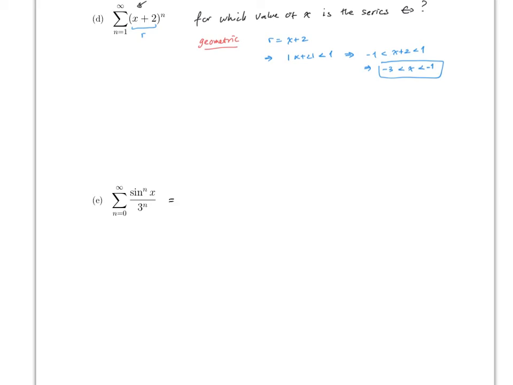Now the next question is asking exactly the same thing. Notice that we can rewrite this as a geometric series. Again, this will be sine of x over 3 to the n. So the value for r is sine of x over 3. And if we want the series to converge, the absolute value of sine x over 3 has to be less than 1.